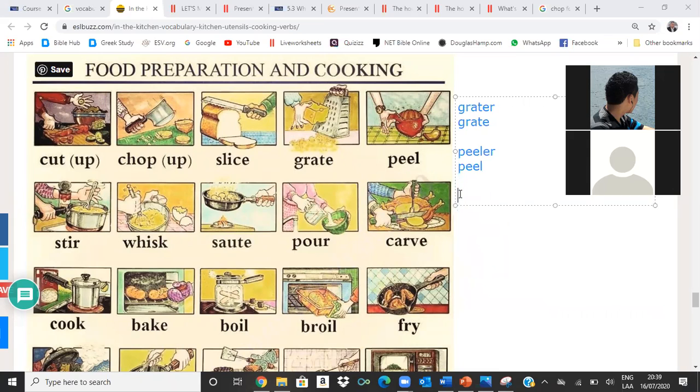All right, the next, whisk. Okay? Como batir, right? Whisk. ¿Y cómo se llamaba el producto? ¿Cómo se llamaba el instrumento? Perdón.